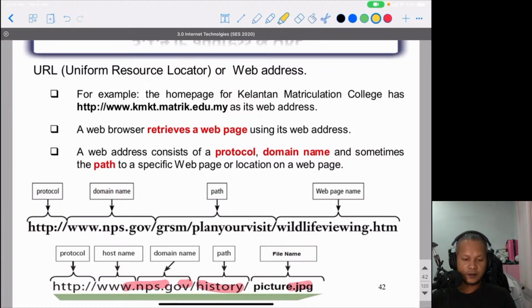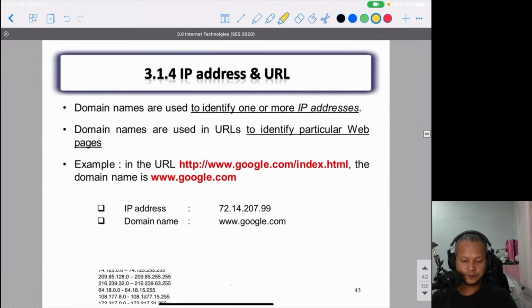This is a structure, the anatomy, we call anatomy or structure of the URL. Okay, this is a domain name.